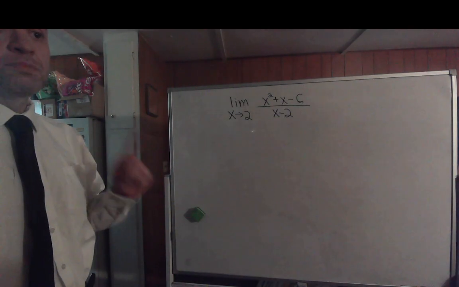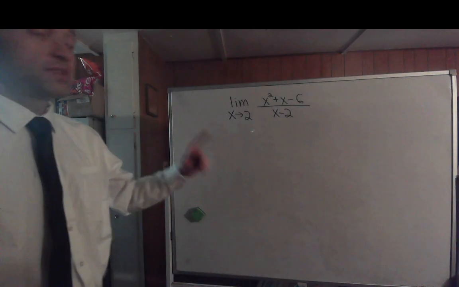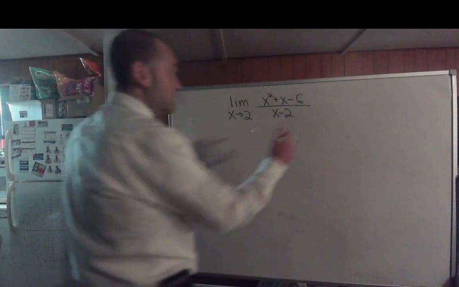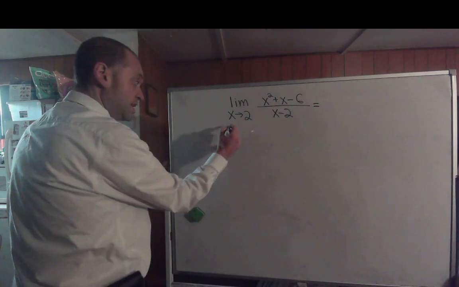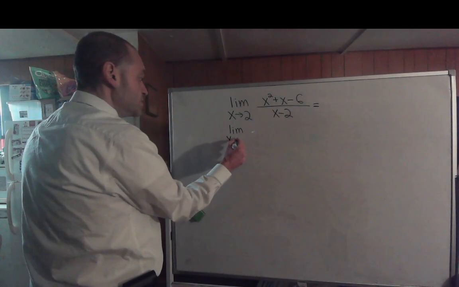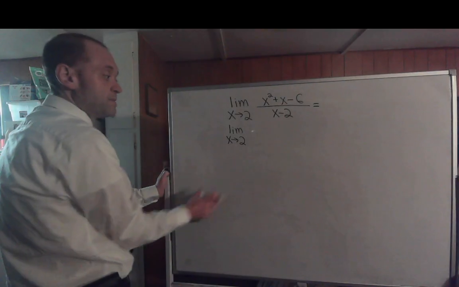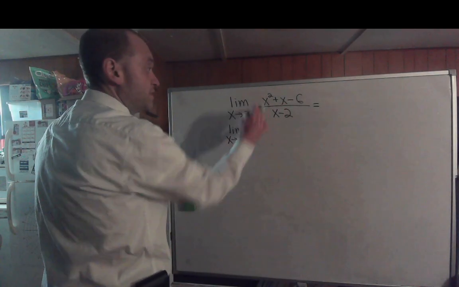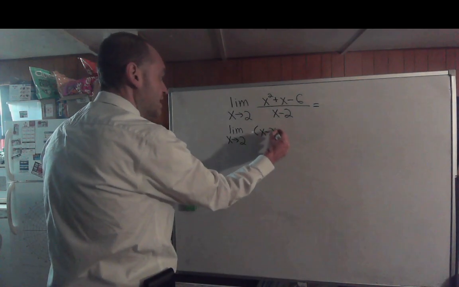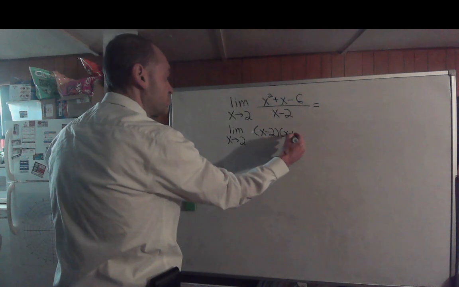If direct substitution fails, the next method you want to try is by factoring. So let's see if we can factor this. We'll keep the limit notation for now since we're not ready to do any substitution yet. So let's see if we can factor the numerator. That should actually factor into the quantity of x minus 2 times x plus 3.